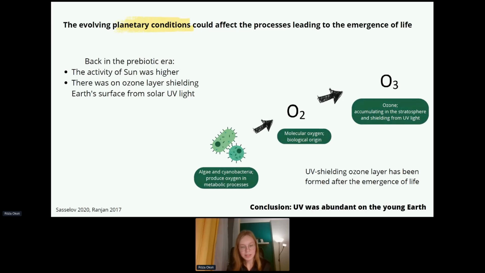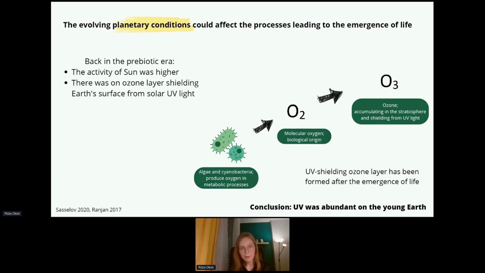So let me begin by explaining why we should consider ultraviolet radiation at all. Why it can be important in the context of origins of life. It is quite obvious for us that when we think about how life could have originated, we have to have in mind the unchanging laws of chemistry and physics. But what can be less obvious is that there are also some planetary and geochemical conditions which have been evolving over the millennia, and they have been very different back in the prebiotic era than they are now.